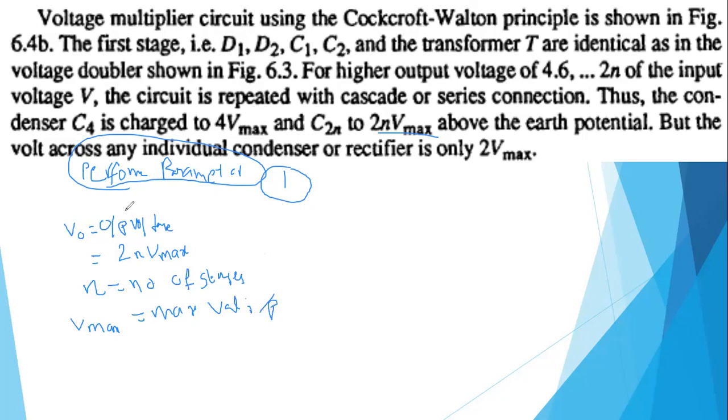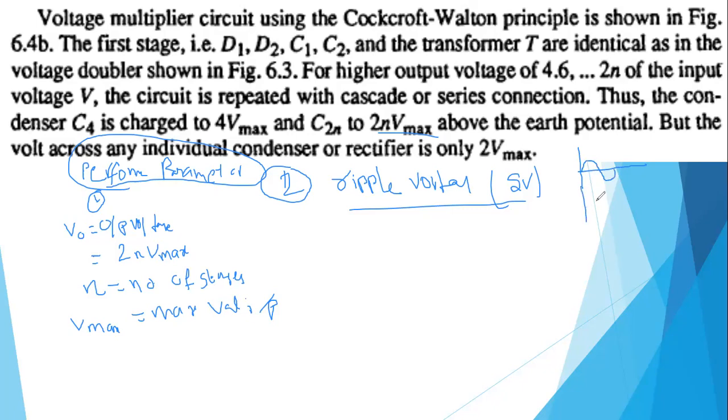Coming to the second performance parameter, it is the ripple voltage, delta V. What is meant by ripple? By definition, it means the presence of AC voltage in the DC output. In our class, we saw the half wave and full wave rectifier waveforms. You consider that as DC, but in that DC some ripple voltage exists, meaning the presence of AC voltage in the DC output.